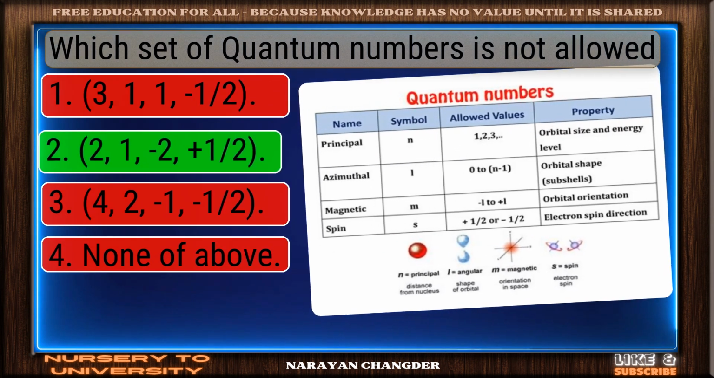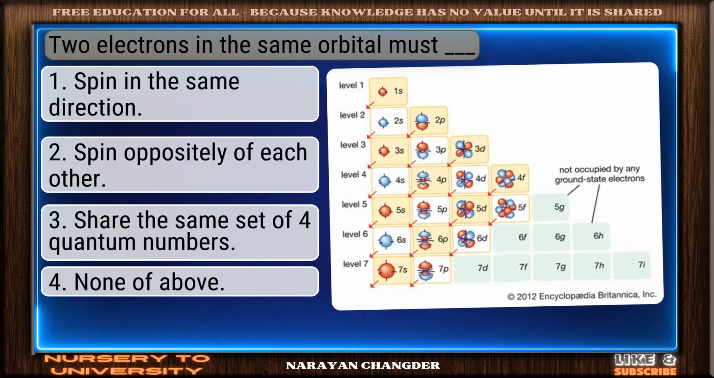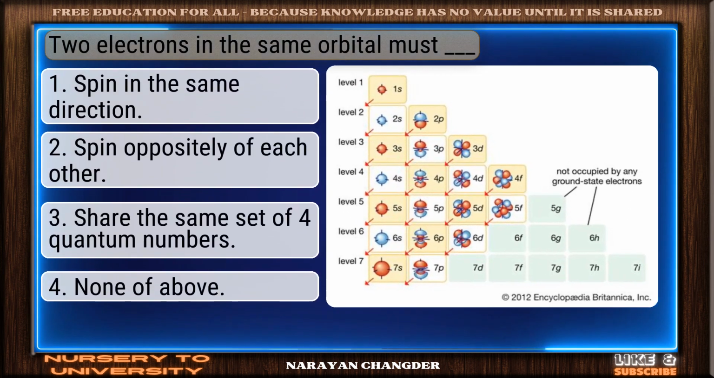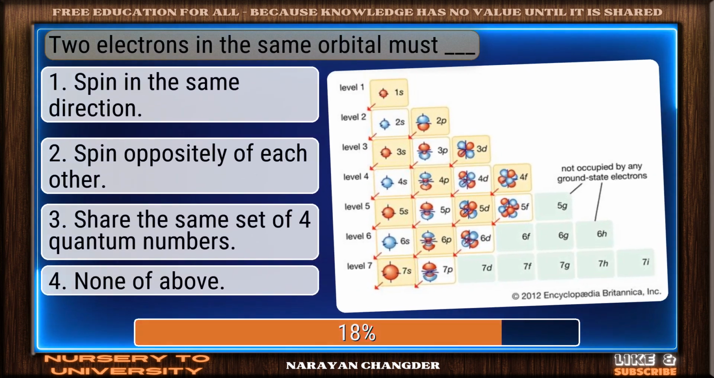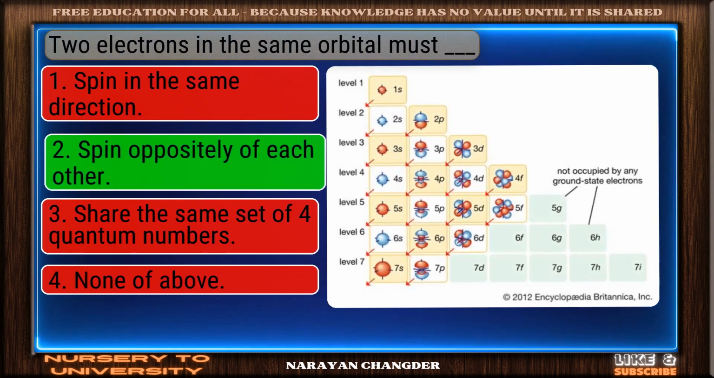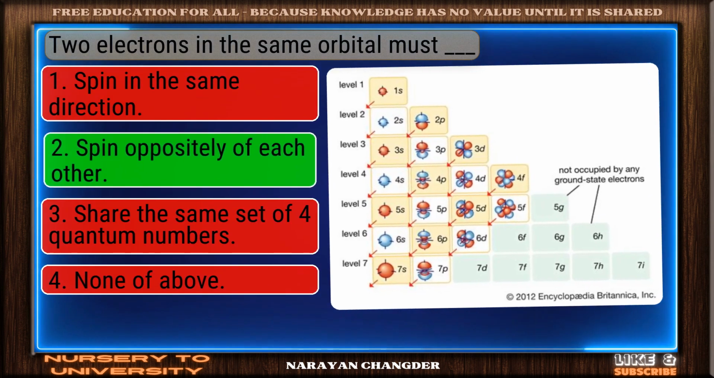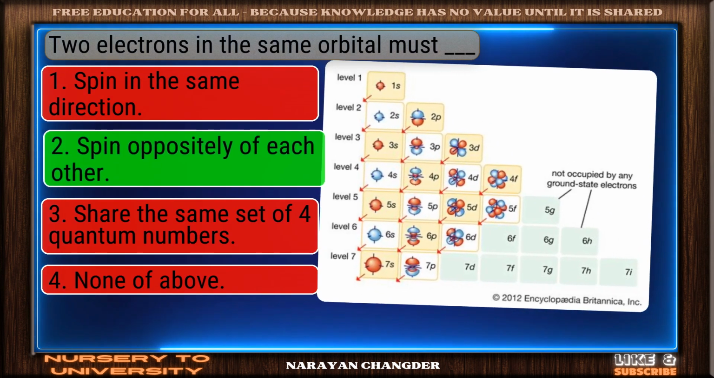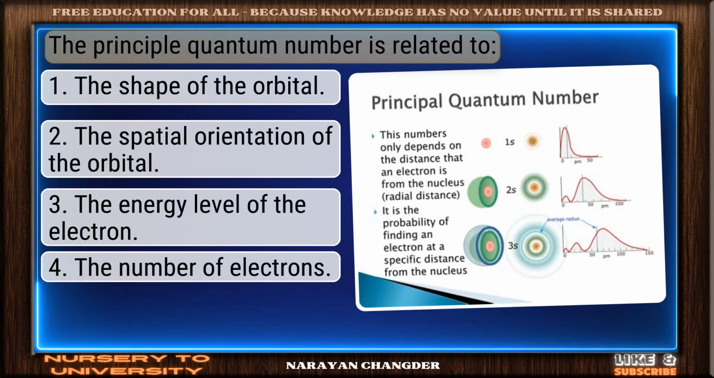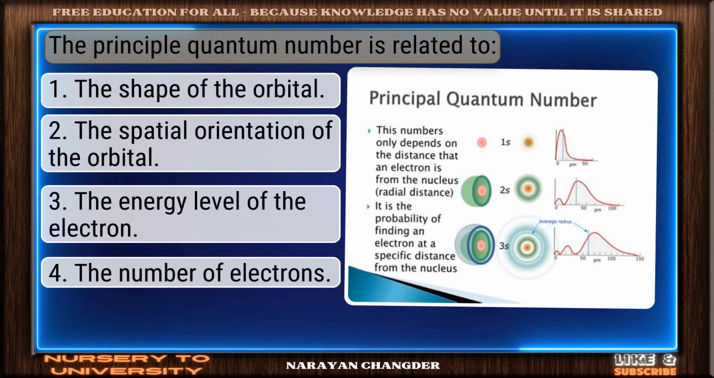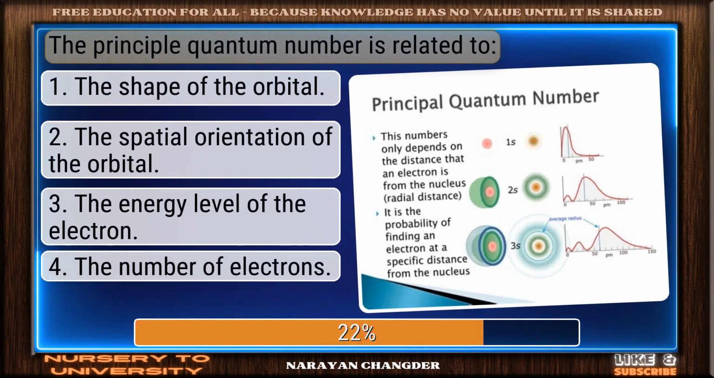Good job. Your answer works well here. Question number 44. 2 electrons in the same orbital must dash. Well done. Spin oppositely of each other is the right choice. Question number 45. The principal quantum number is related to.